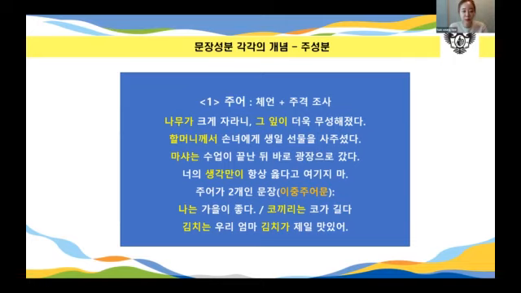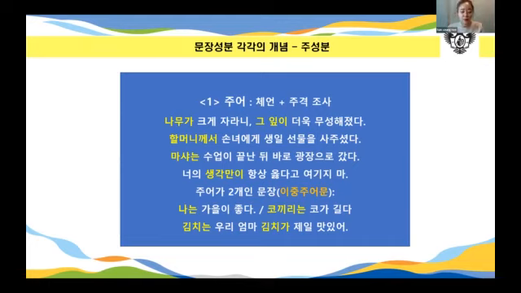나무가 크게 자라니 그 잎이 더욱 무성해졌다. 할머니께서 손녀에게 생일 선물을 사주셨다. 마샤는 수업이 끝난 뒤 바로 광장으로 갔다. 너의 생각만이 항상 옳다고 여기지 마. It's all easy, right? However, in Korean, there are sentences with 2 subjects or more. That is the double subject sentence, 이중 주어문.